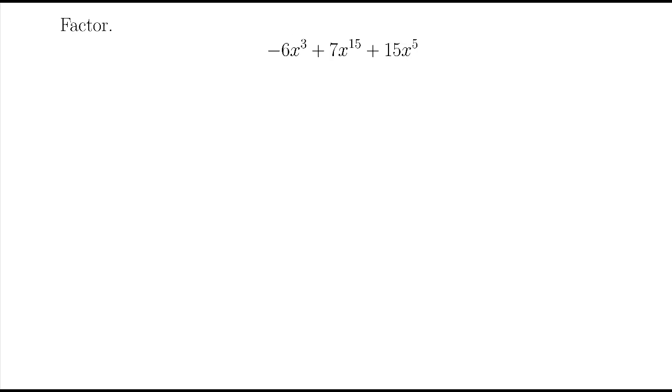As far as x's, this one has 3, this one has 15, this one has 5. They all have at least 3 x's in common. Some have more, but they all have at least 3 x's in common. Also, remember, if your first term is negative, it's good practice to factor out a negative with it. So now we're going to go through and figure out what needs to go in this blank.